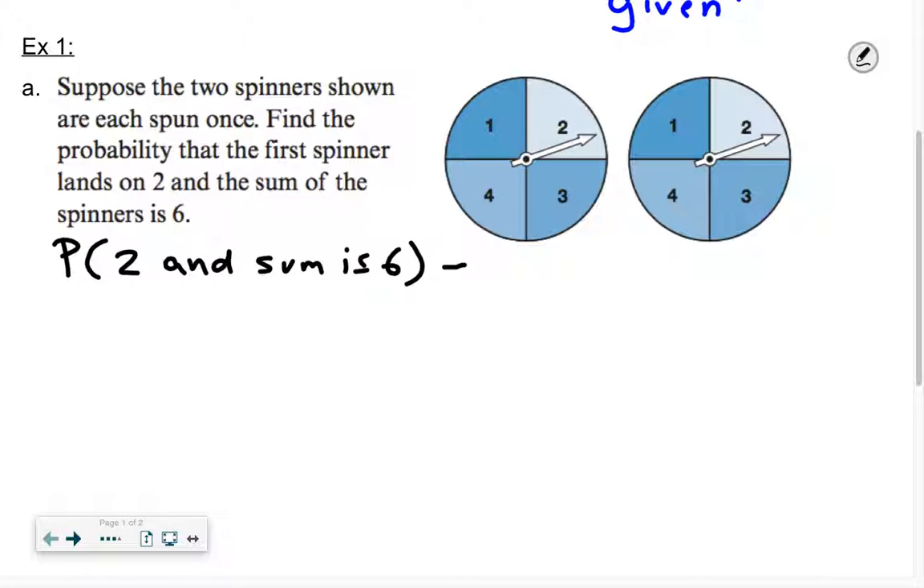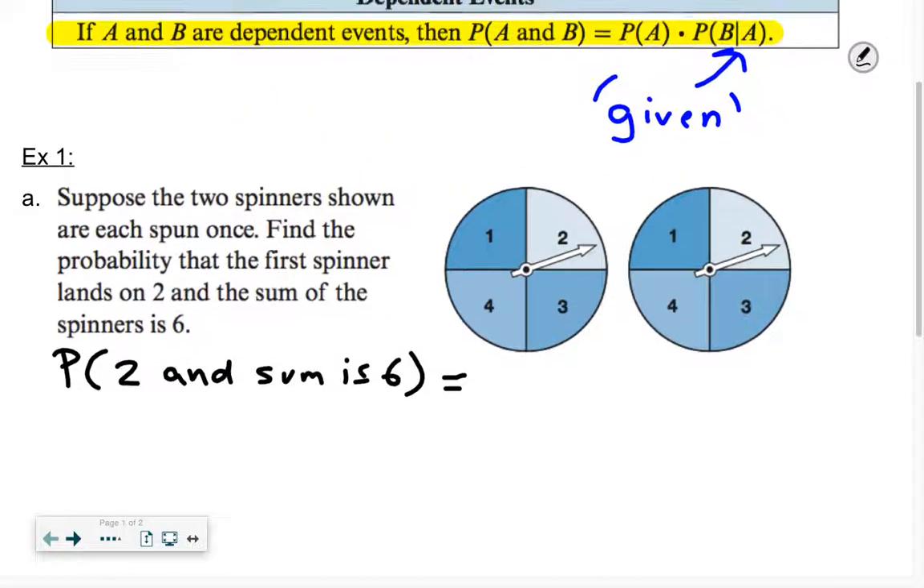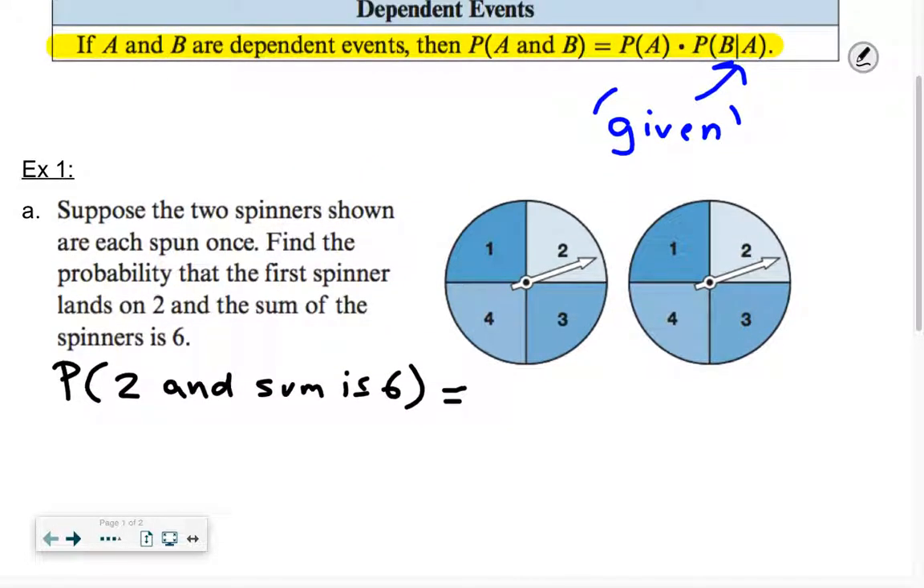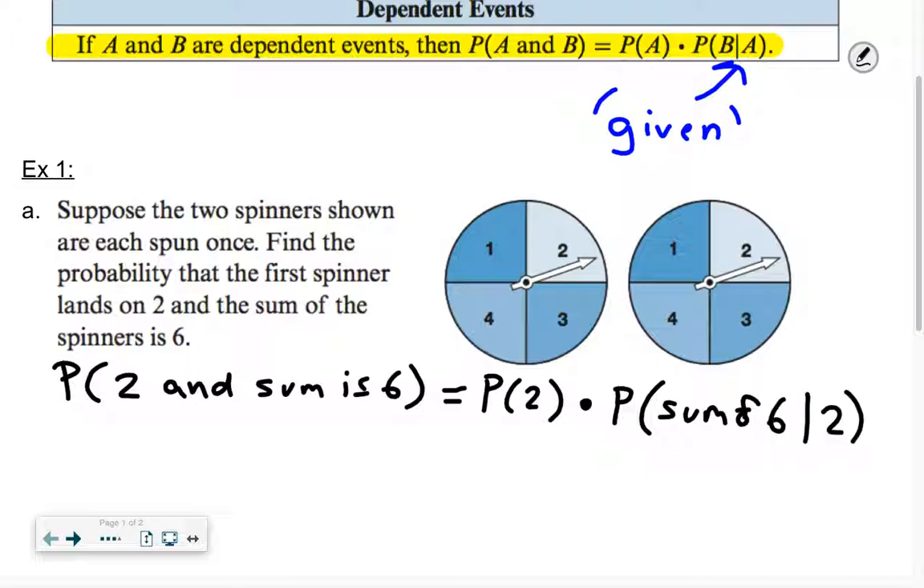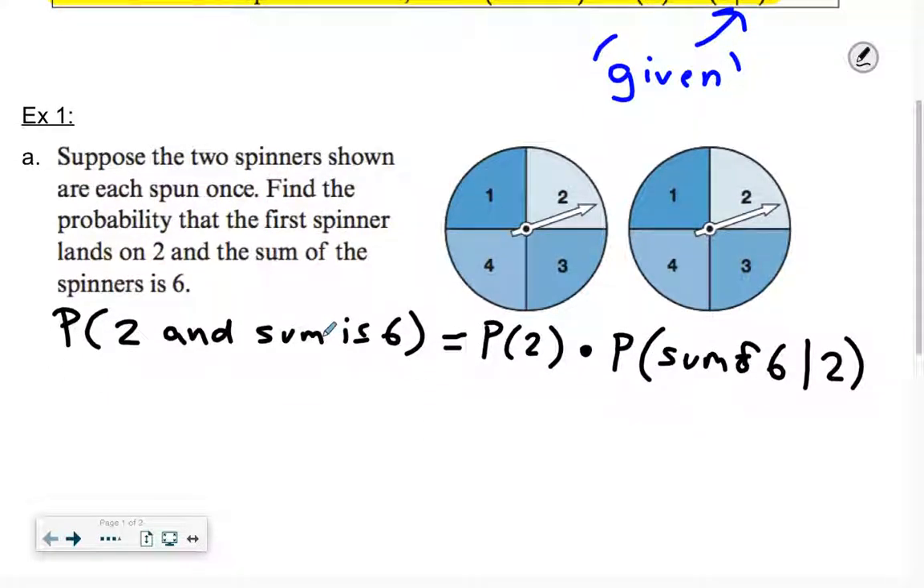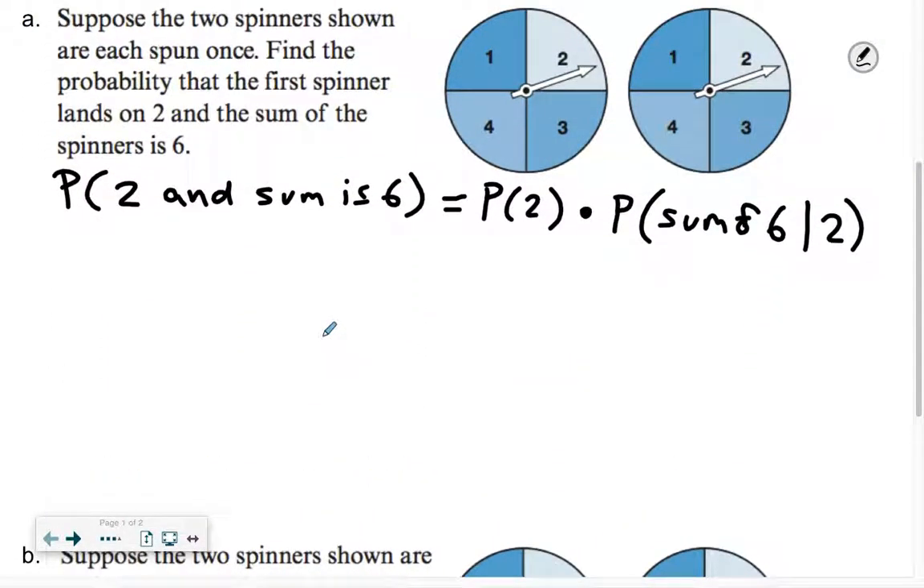Per the definition, if we go back to it, that is equal to the probability of the first event, which we said was getting 2. And then we're going to times that by the probability of getting a sum of 6, given that we already had 2 at the beginning. I know this notation looks a little messy, but once we get into the chart, I think you'll find it easier than it looks. So let's go ahead and start building this chart.